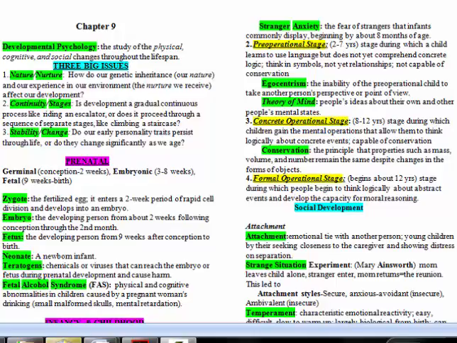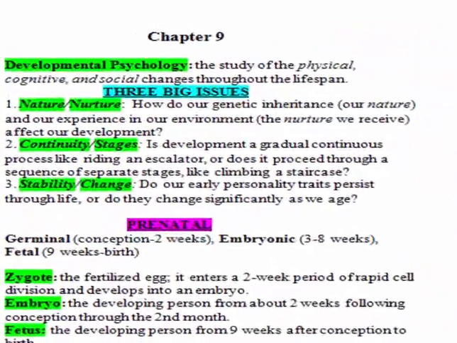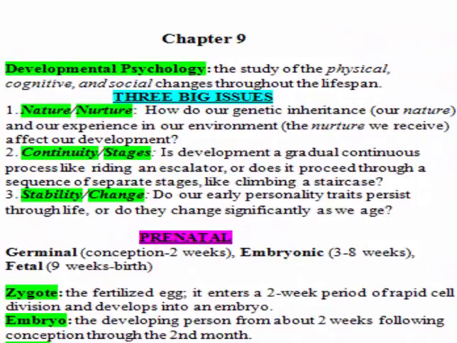All right, remember that there are three big issues in developmental psychology. They include nature versus nurture, continuity versus stages. So remember, they're looking at: is development gradual and continuous? Here I say like riding an escalator. In class I talked about the growth of a tree. Or does it proceed through a sequence of separate stages? Here I talk about climbing a staircase, but remember I talked about the progress from caterpillar into a butterfly. And then stability versus change. Those are the three big issues.